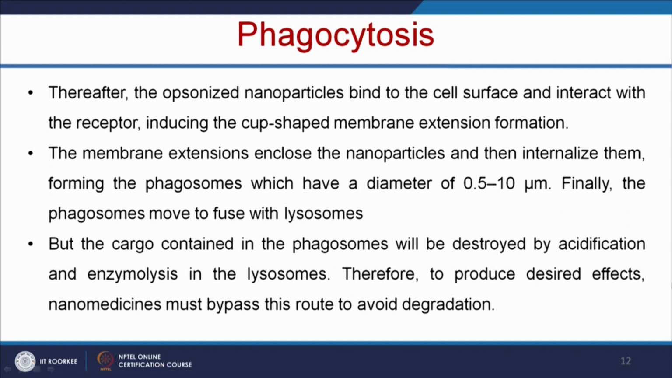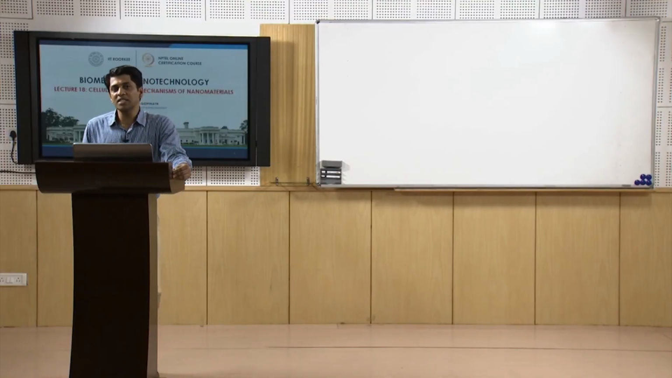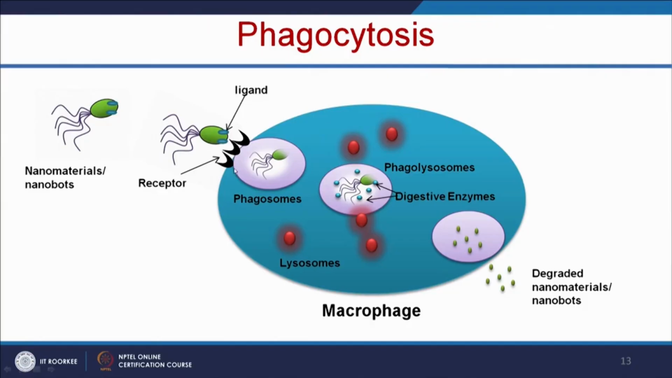Therefore, to produce the desired effects, nanomedicine should bypass this route to avoid degradation. So if you are making some nanoparticle for therapeutic applications, it has to escape from this phagocytosis process, and only then can it reach the target cell and deliver the drug. So you can see the phagocytosis process in detail.